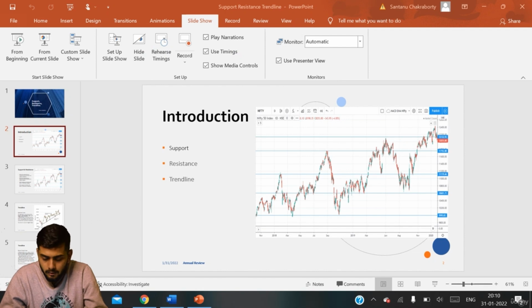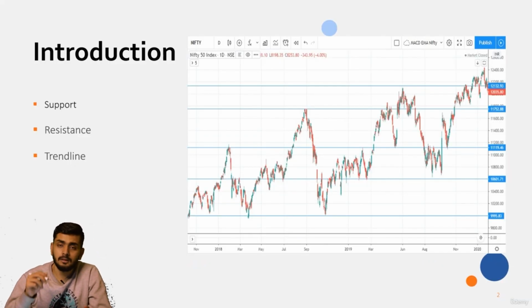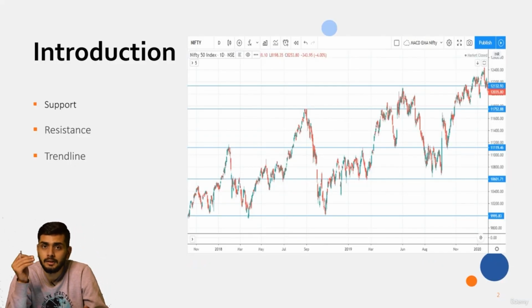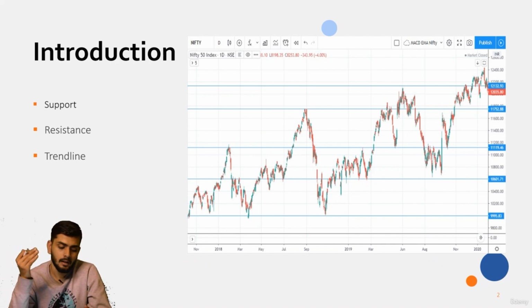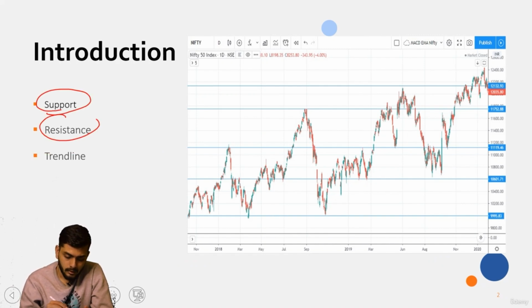In this class we need your ultimate attention, because whatever we are going to study will be the pillars of your trading journey, of your way to become a perfect analyst of a chart. The first thing that we are going to study today, as you can see from the slides, is support, resistance and trend line.